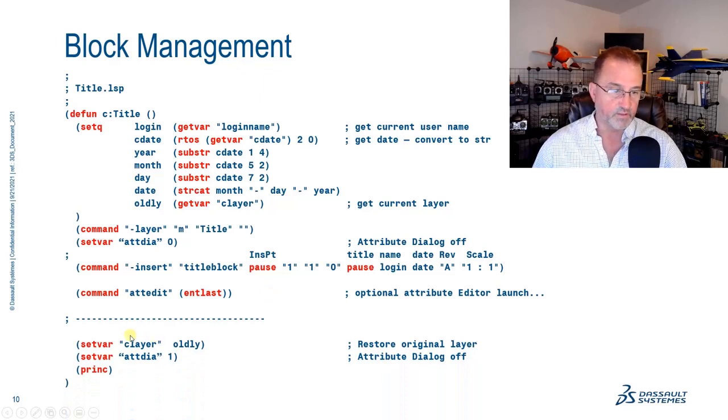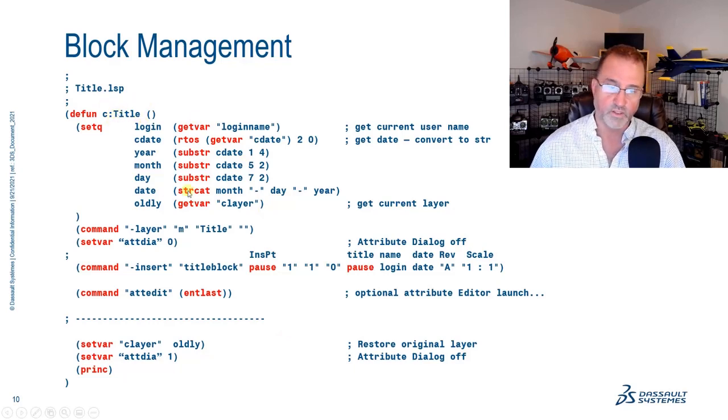And then finally, we take that variable called old ly, and I set the current layer to whatever the layer was before running this command. We set it back, and then we turn the attribute dialogs back on after we're done. And then the final thing there is the print C to get rid of that little nil statement at the end. So that's my command function called title.